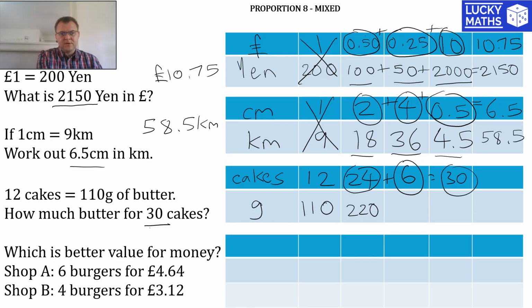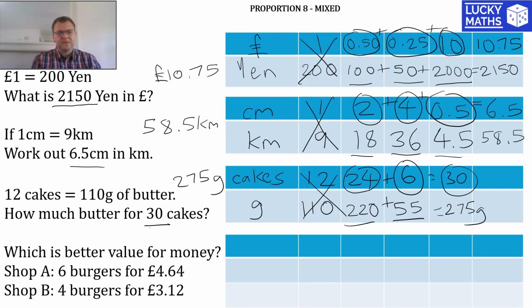So 12 cakes was 110. That means 6 cakes will be half of 110. That's 55. And so by adding 220 and 55 together, 30 cakes should be 275 grams of butter.